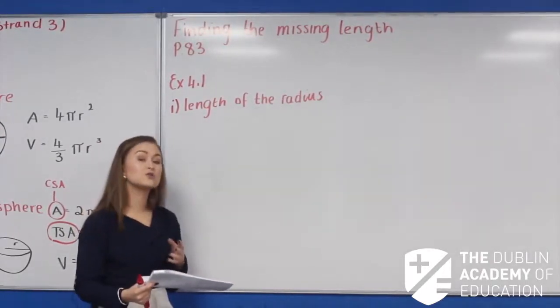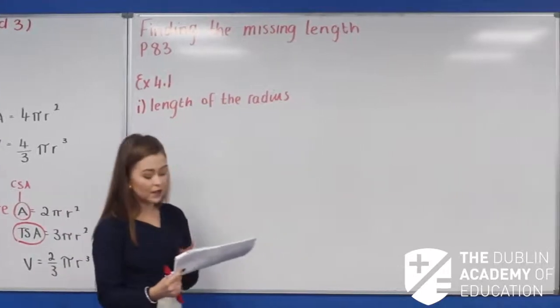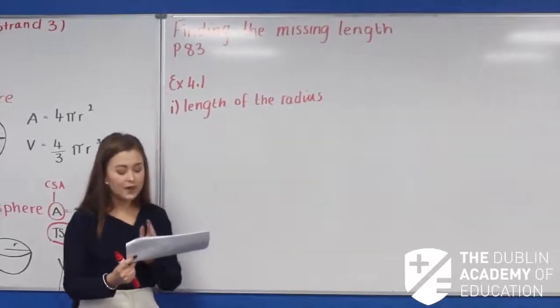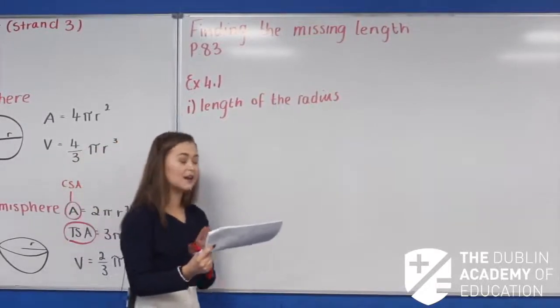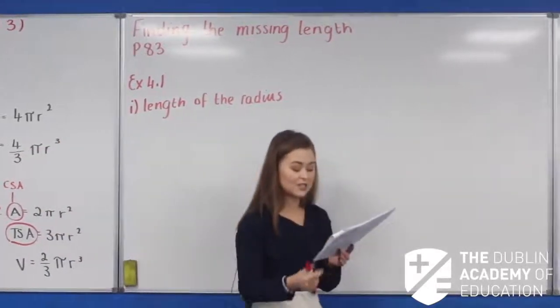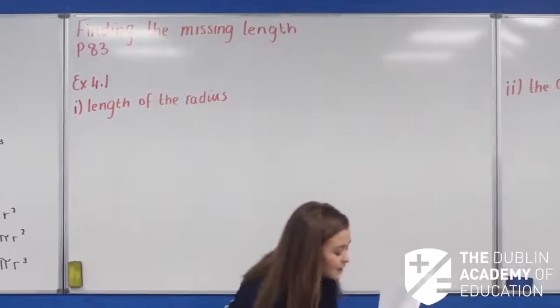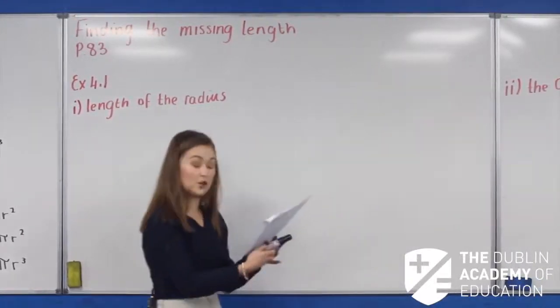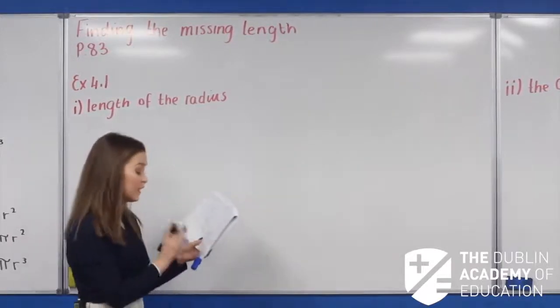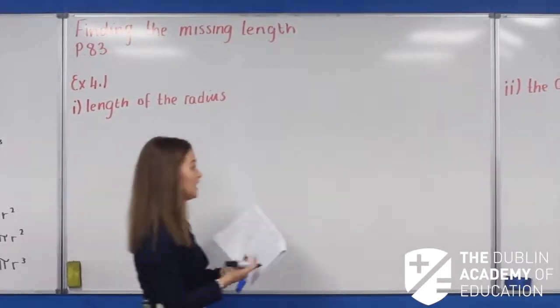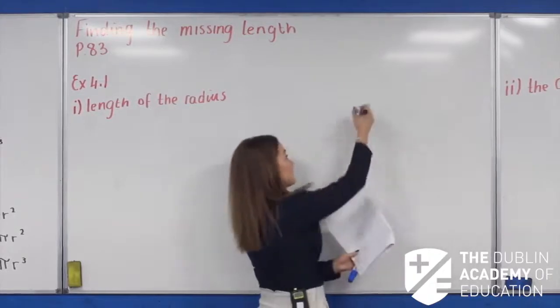I'm going to read through it really carefully, and I want you to highlight a couple of things. Highlight the word volume, highlight sphere, and highlight 972 pi centimeters cubed. First thing I'm going to do, and I would advise you to jot it down on the side of page 83: they're talking about a sphere.